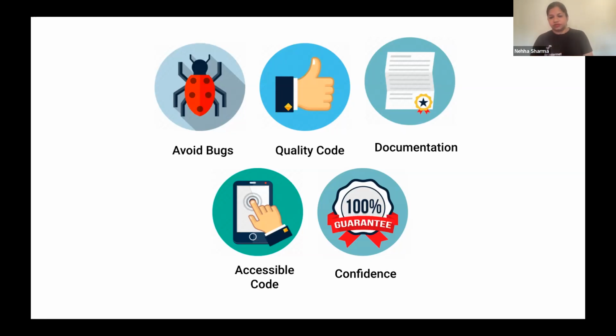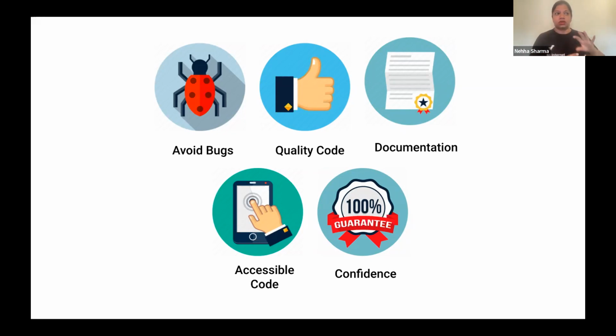So if you are a new developer joining a new organization, or a developer moving to a new project, or an open source contributor, you just need to understand what kind of feature is happening. You can just open the test case and read what they are doing. That is also your documentation to understand. And you can write accessible code.